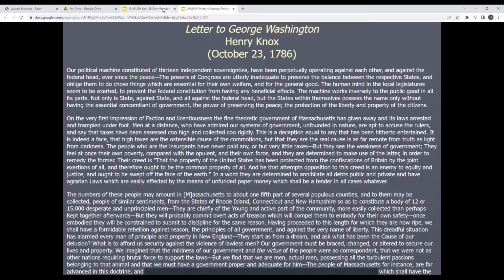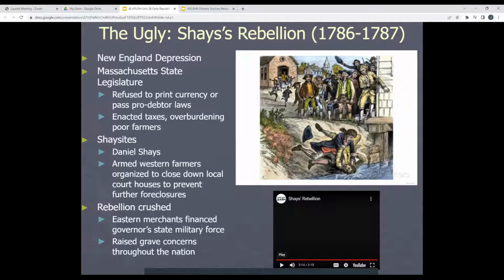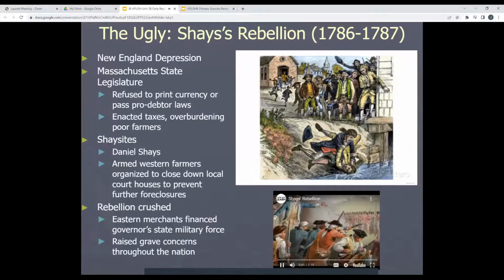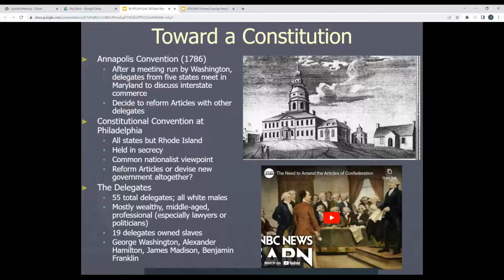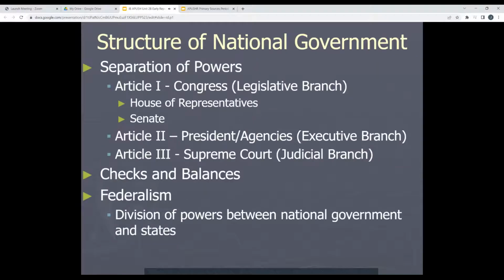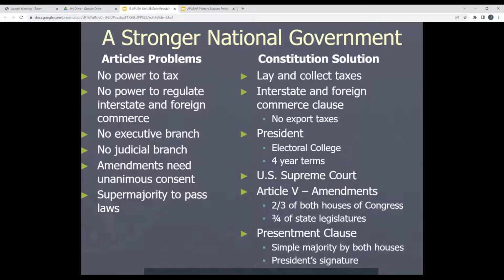Okay, let's go back here. So we have State Rebellion. I keep doing this. All right. So what are we going to do about it? Who's going to show up here? Okay. Well, real quick. Let's go here. We're going to skip over to this slide to efficiently cover how the Constitutional Convention is going to address the problems of the Articles. So we have the Articles problems and Constitution solution.